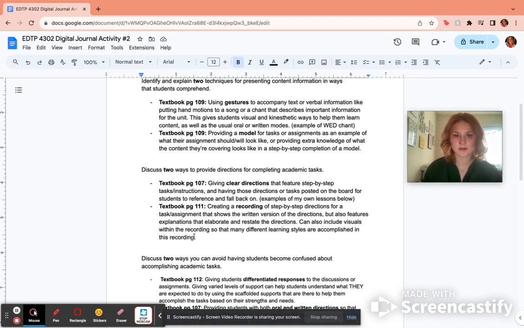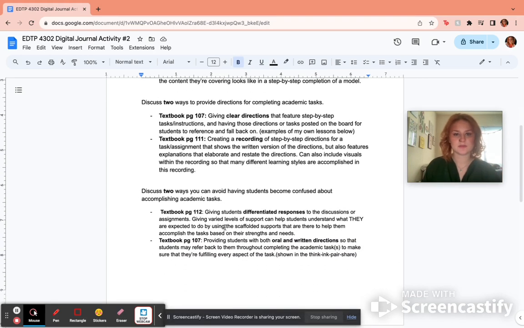And then again, citing our textbook on page 109, providing a model for tasks, like an example of assignments, as an example of what their assignment should or will look like in the end. And it's also going to be providing extra knowledge of what the content they're covering looks like in a step-by-step completion of the model, so that they can kind of check in and make sure that they understand what the task is and kind of what it's going to look like in the long run.